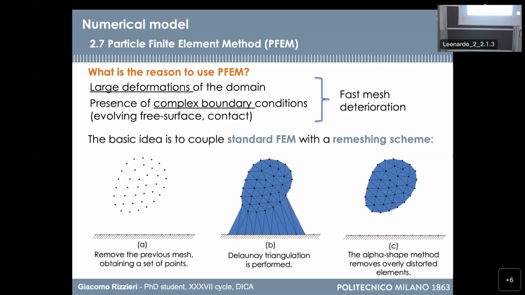So every time that we have, during the analysis, a mesh which is too distorted, we are going to delete the elements and perform a remeshing scheme, which is summarized here in two steps. First, the Delaunay triangulation, and then with the alpha shape method, we recover the true domain.